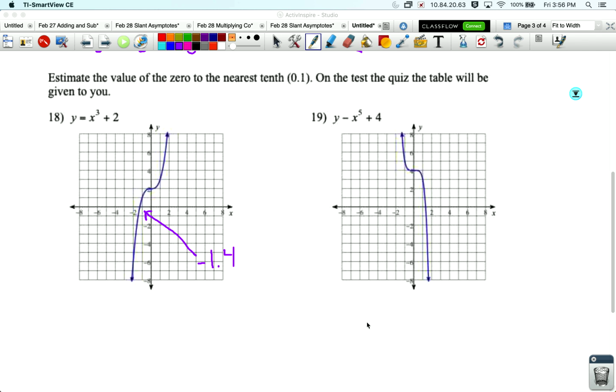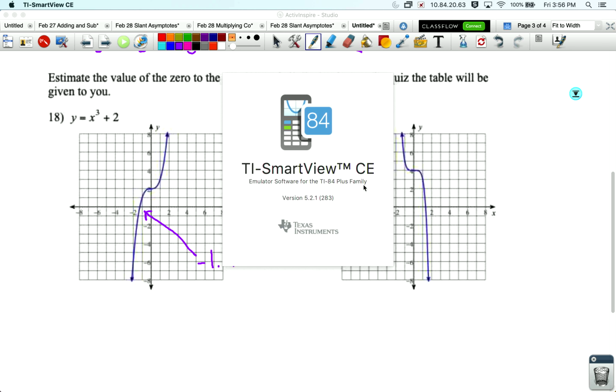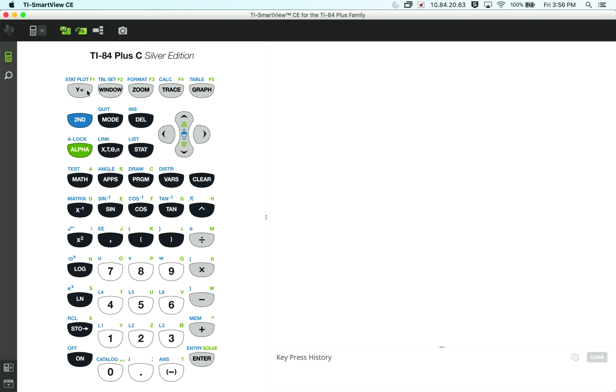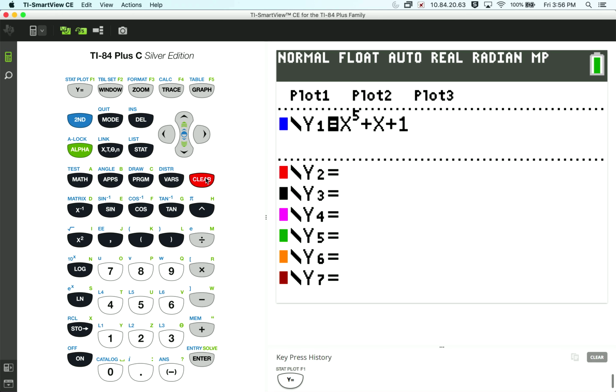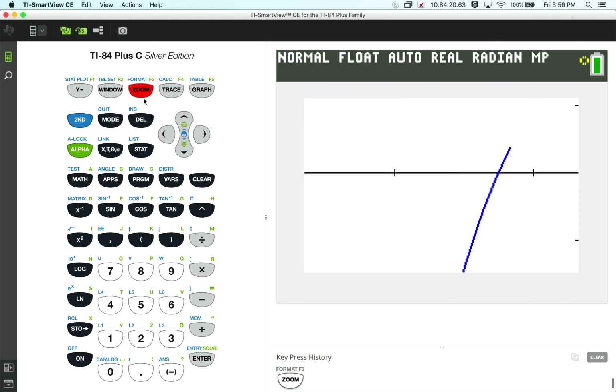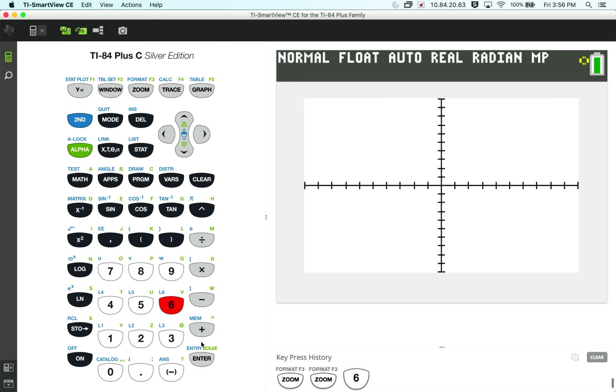So open up the calculator. I want to plug in x cubed plus 2 into my first y equals. X cubed plus 2. All right, make sure the graph matches. Actually, let me try a zoom 6. That looks about right. Again, still looks like maybe that one's more like -1.3. Let's take a look at the table.